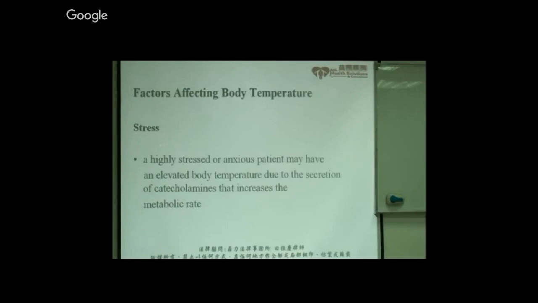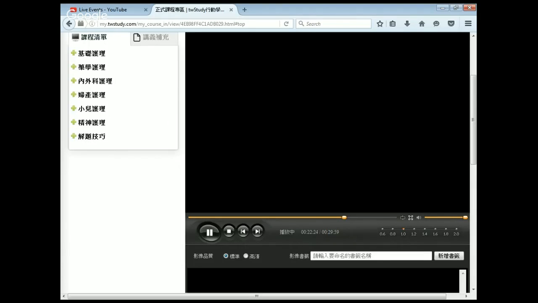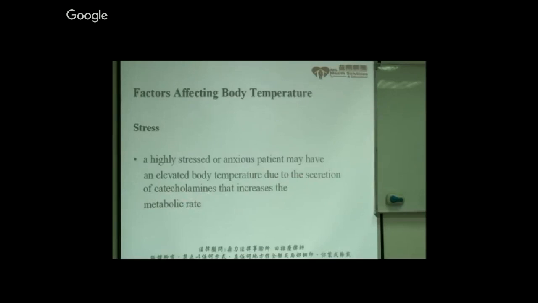Okay, another one will be stress. If a patient is stressed, a highly stressed or anxious patient, anxiety is the noun, anxious the adjective. A patient who is stressed may have elevated body temperature due to the secretion of catecholamines, which increases the metabolic rate.